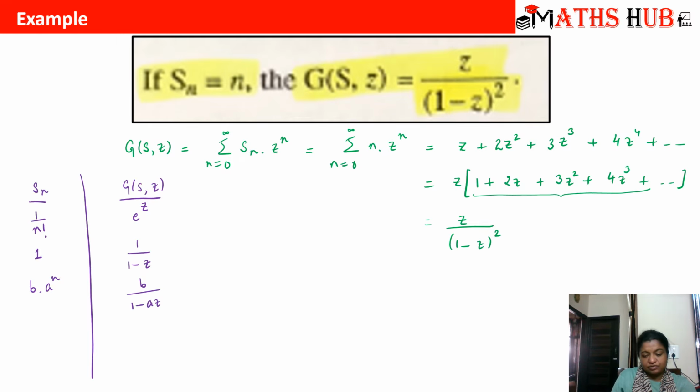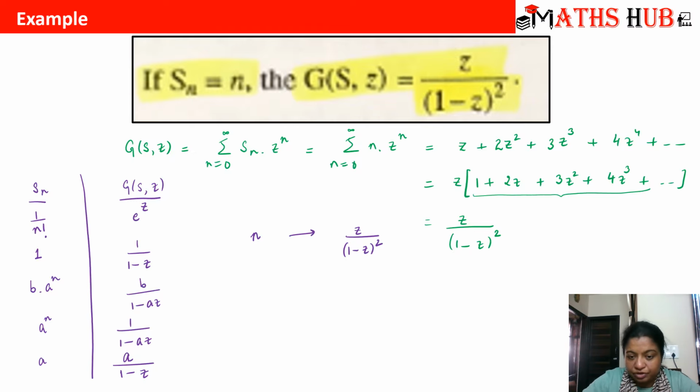And you can make corollaries from here: if the sequence is simply a to the power n, it is 1 upon 1 minus az. If it is simply a constant a, then it will be a upon 1 minus z. Right? And then the last one is when the sequence is n, then the generating function will be z upon 1 minus z whole square. So there are almost six sequences for which the generating function should be known to us.